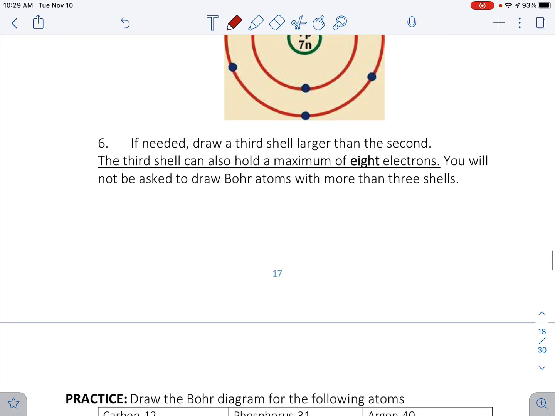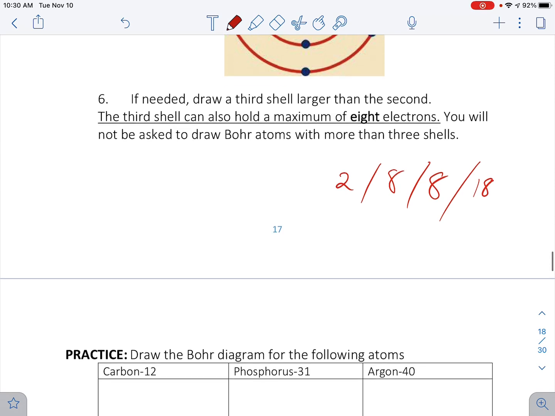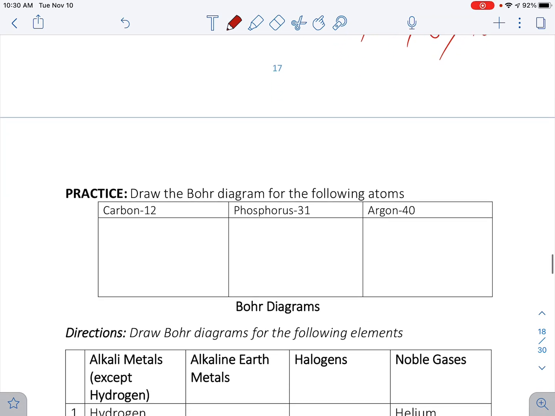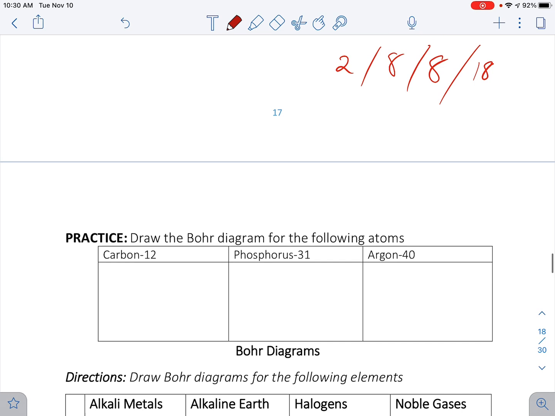If needed, we can draw a third shell, which holds another 8 electrons. So the order here is 2, 8, and then 8. And if you ever needed to go higher than that, it goes up to, I'm just doing the math now, 18, I believe, in the 4th shell. Yes, 18. Okay. And then you can do another shell even after that, but that's enough. So let's draw a carbon atom.